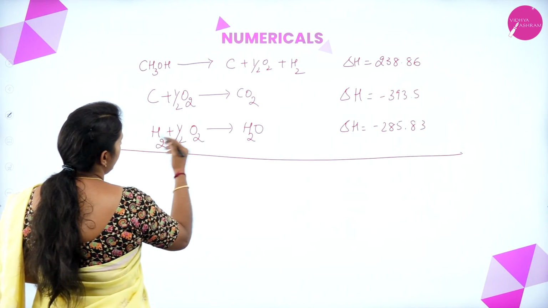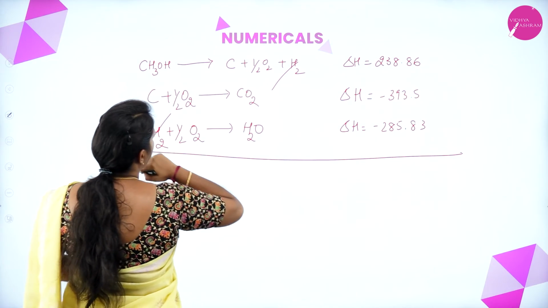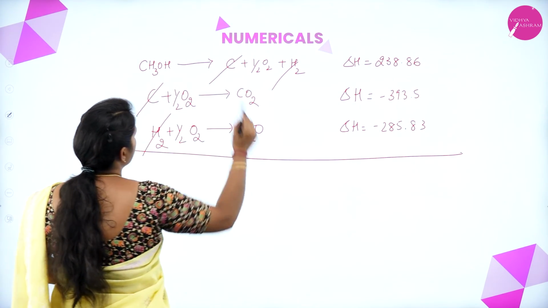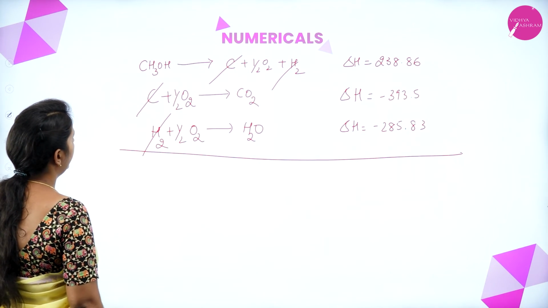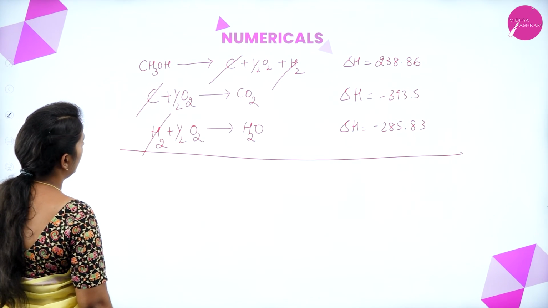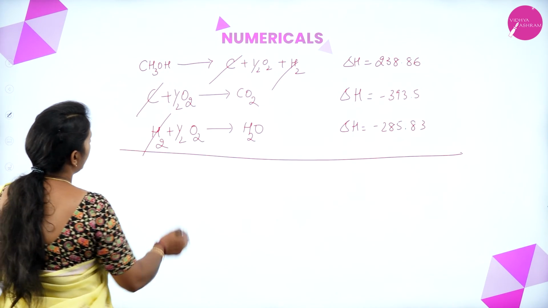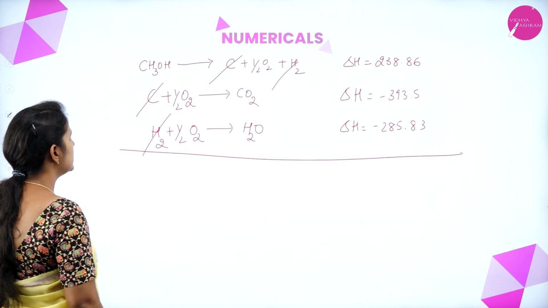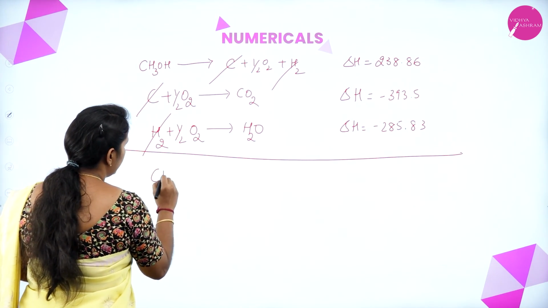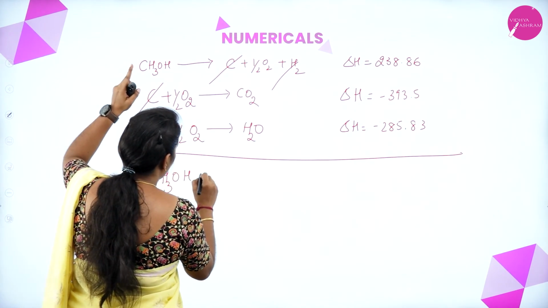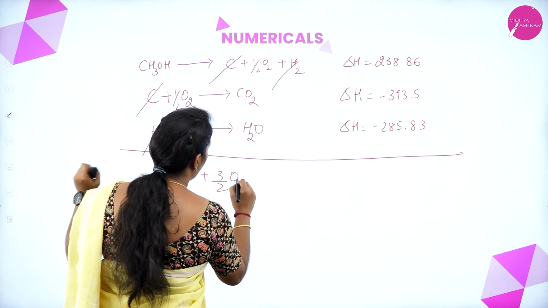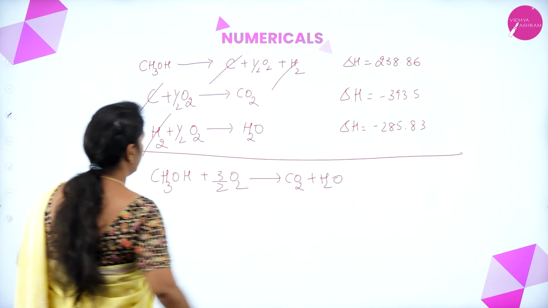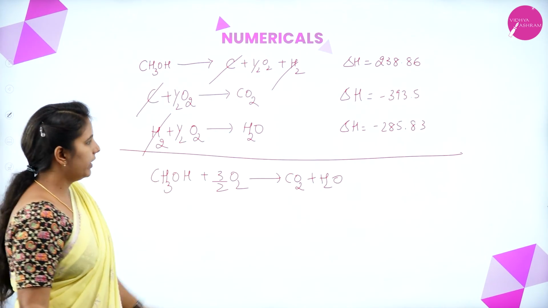Now you sum up the entire reaction. H2 will get cancelled out, and you can see that carbon also gets cancelled out, and we have half O2 and half O2. I can rewrite it as 3 by 2 O2. So I'll take up methyl alcohol plus 3/2 oxygen giving rise to carbon dioxide and the water molecule. So this is how we got the final equation.